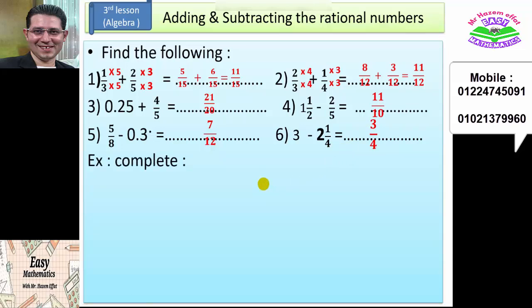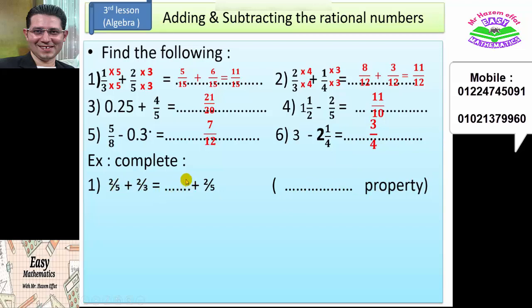Now in this exercise, we're going to talk about the properties of addition in the set of rational numbers. He gave me in the first one 2 over 5 plus 2/3 equals 2/3 plus 2 over 5. And what is the name of this property?